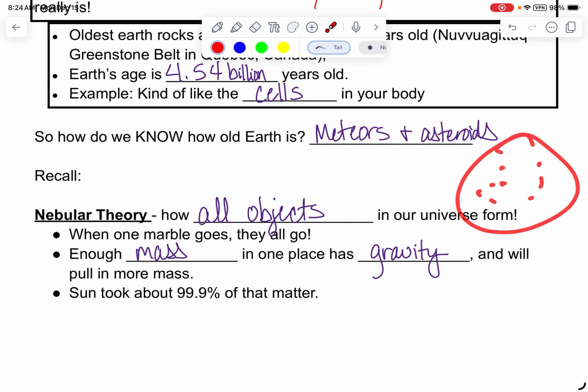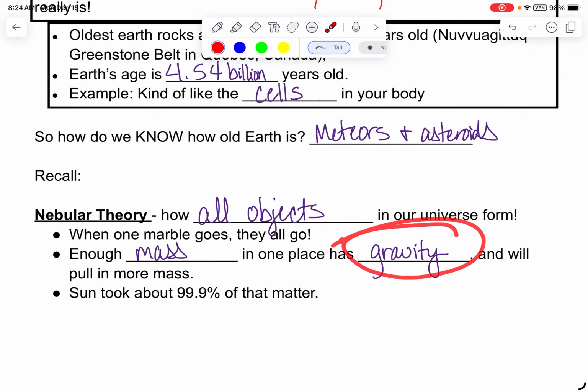And when one marble started to go, what we realized was mass made gravity, right? And so all objects in our universe form this way. And we saw even those tiny little marbles, they had mass. And if you put enough of them on the sheet, when one marble went, they all kind of came together. So if there's enough mass in one spot, it'll still have gravity and it will pull in more mass. The thing that pulled in the most mass in our solar system was the sun. It took almost 99.9% of all the matter in the area. So it really took a big chunk.